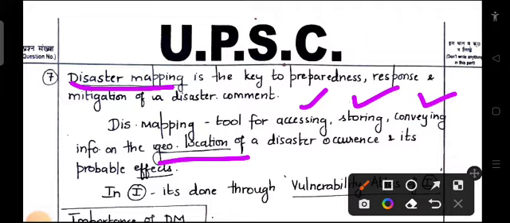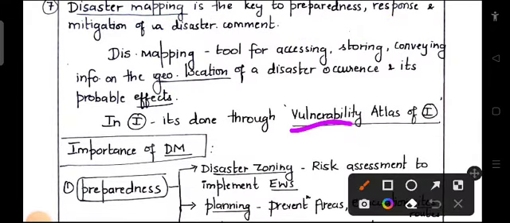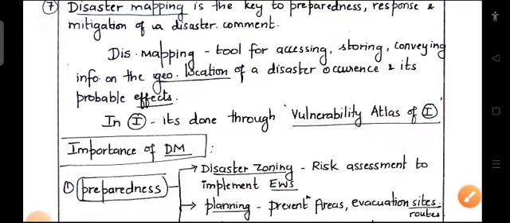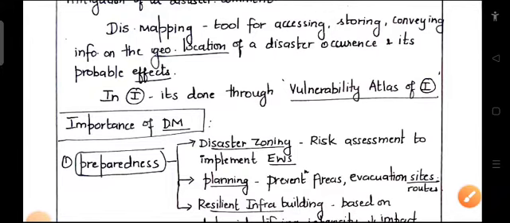So, what is disaster mapping? This is a particular tool we can use to access, store, and convey information on the geographical location of a disaster occurrence: when a particular disaster can happen, in which geographical area it can happen, how much impact it can cause. These are some of the things we can try to map, and what the effects are. In India it's done through the Vulnerability Atlas of India. There is a particular atlas, the vulnerability atlas, which helps in disaster mapping in India.